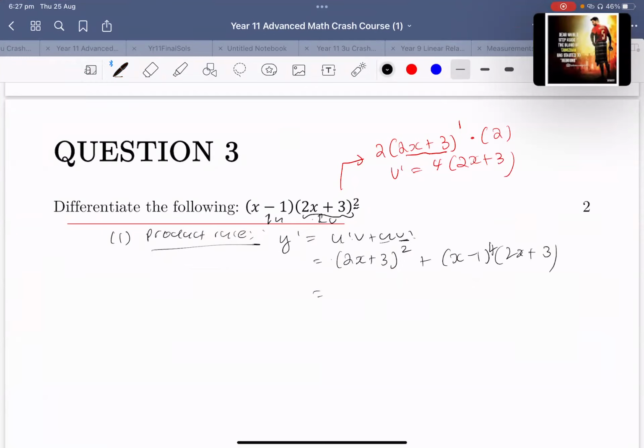Now we simplify that. That's just going to give us 2x plus 3 squared plus 4x minus 1, 2x plus 3. All right.